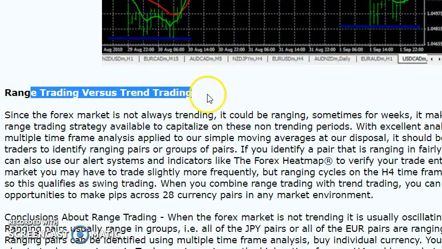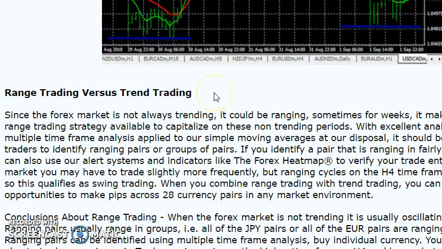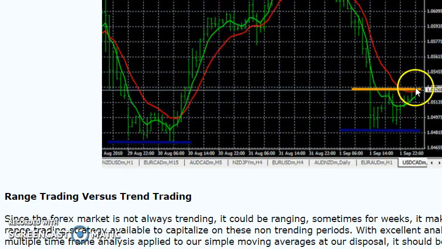So range trading versus trend trading. What's better? Well, we don't really care. You can trade a trending market with these same moving averages and these same techniques for entry, setting price alerts, checking the Forex heat map.